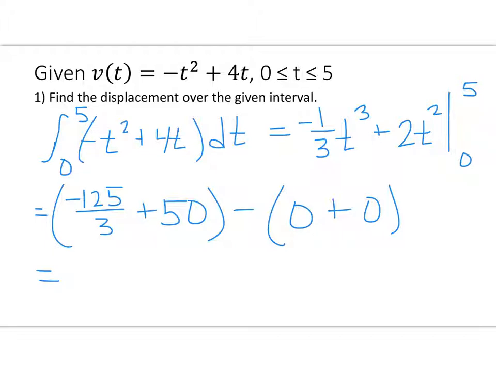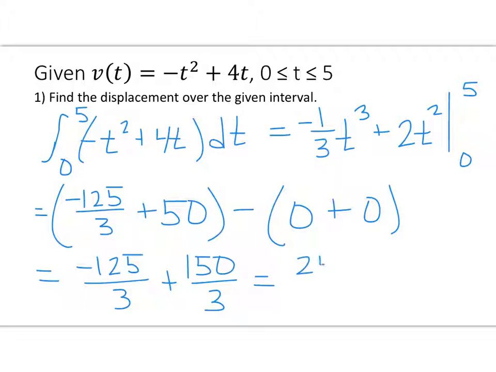So negative 125 over 3 plus 50, I need common denominators. So that would be 150 over 3. So my net displacement is 25 over 3.